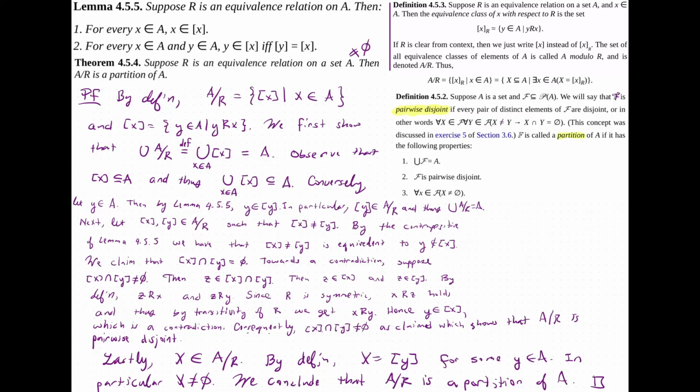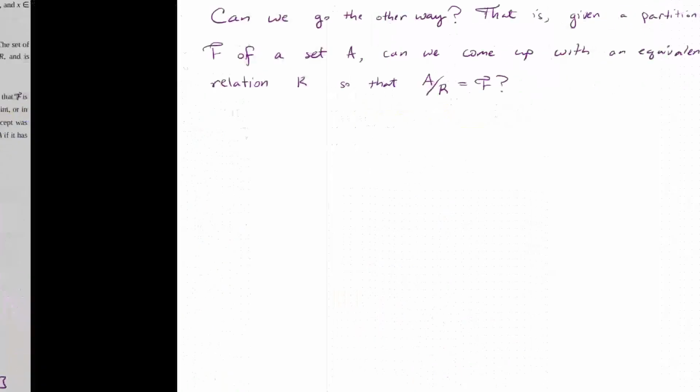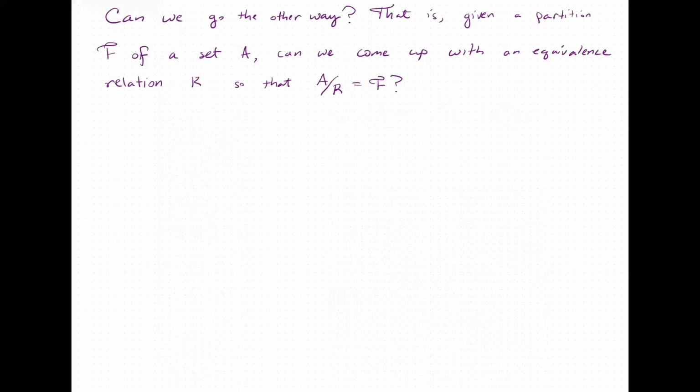And so now, what about the reverse of this? What if we had a partition, some family of sets that was a partition of A? Can we construct an equivalence relation R so that that family of sets is equal to A mod R for that equivalence relation? And so that's the question I leave you with, and we will tackle this in our next video.